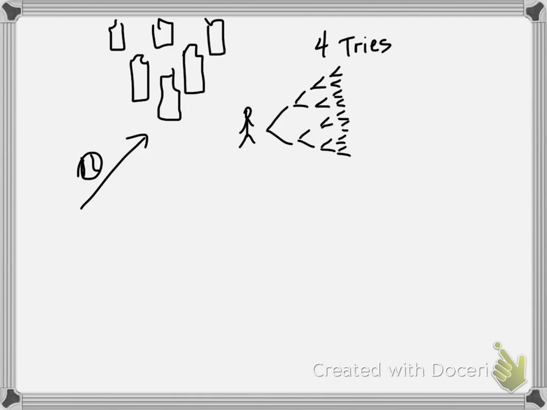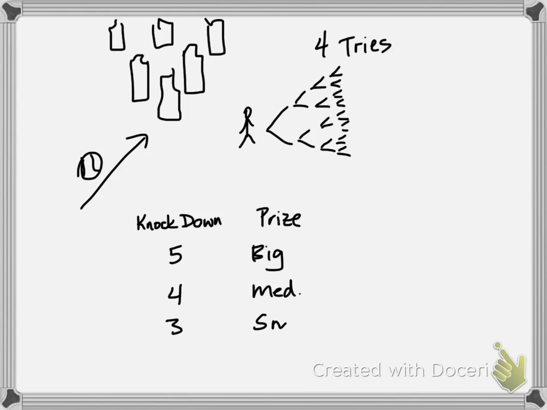And let's say you have the prize system that if you knock down 5 bottles, you get a big prize. If you knock down like 4 bottles, you get a medium prize. If you knock down 3, you get a small. If you knock down 0, 1, or 2, you don't get anything. Nothing.